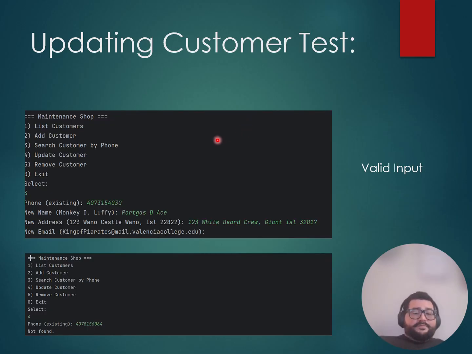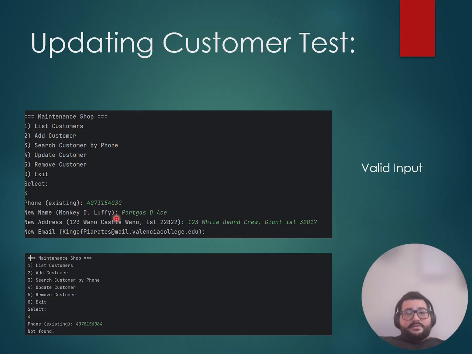So here we go. So we pick number 4, update customer. This is the phone number we had, right? So existing, then we have the new name. Old name was Monkey D. Luffy. The new name is Porky D. Ace. And then we're going to have a new address. So last address was 123 Wano Castle Wano. And then the new one is 123 Whitebeard Crew, Giant Island, right? And then at the bottom of this, it says customer updated.